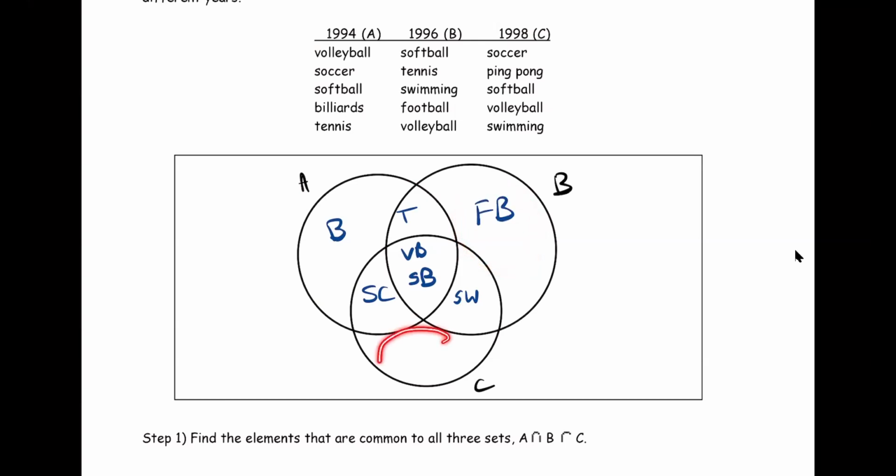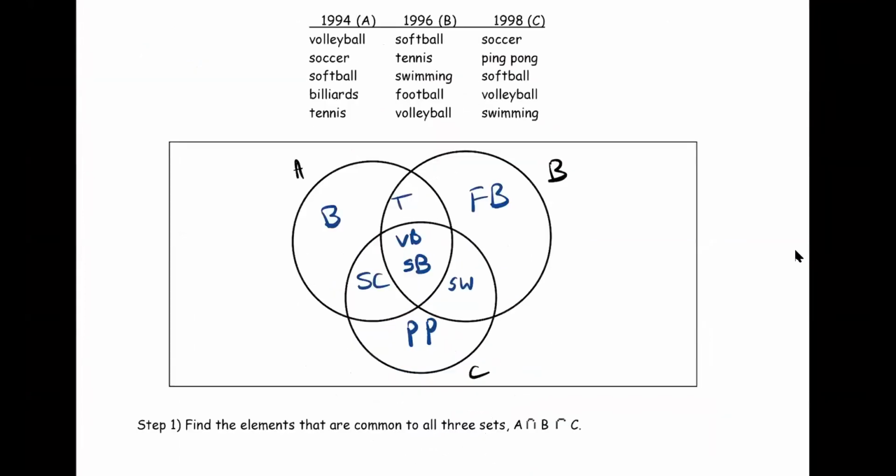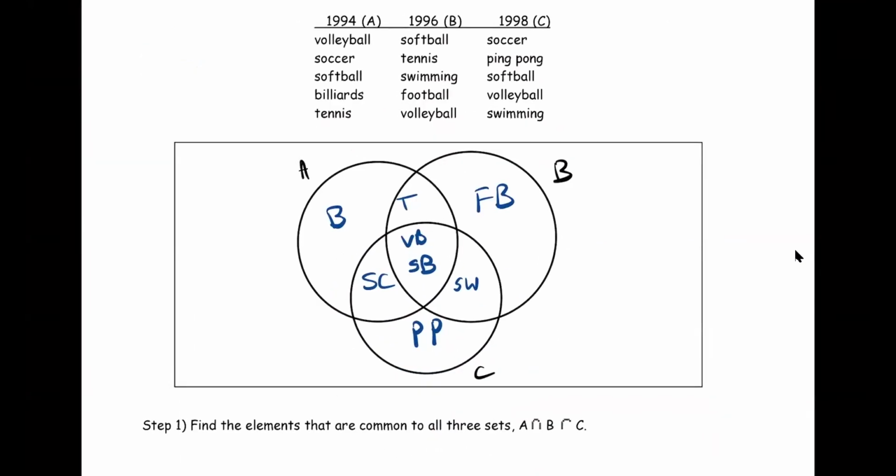And finally, what's in C that we haven't written down yet? Ping pong. Just ping pong, right? Ping pong, PP. All right. So that looks good. Is there anything that would go outside? No, right? No universal set.